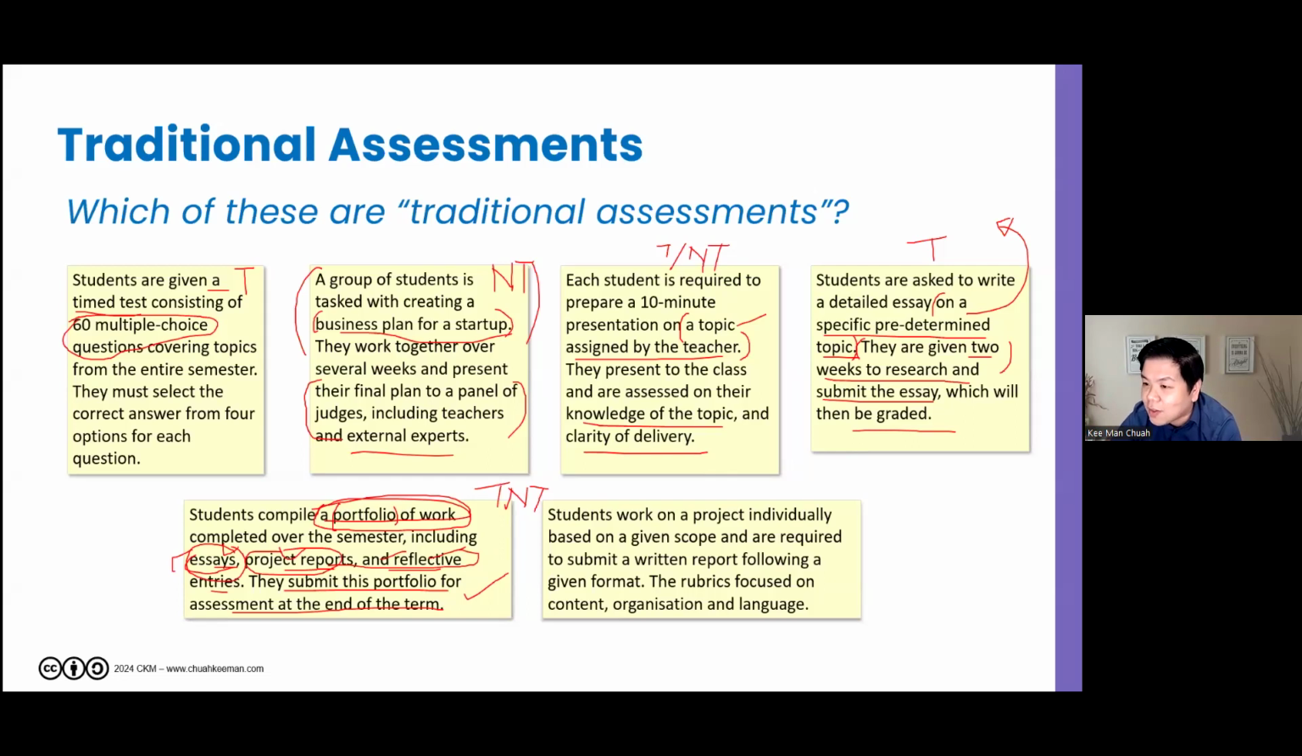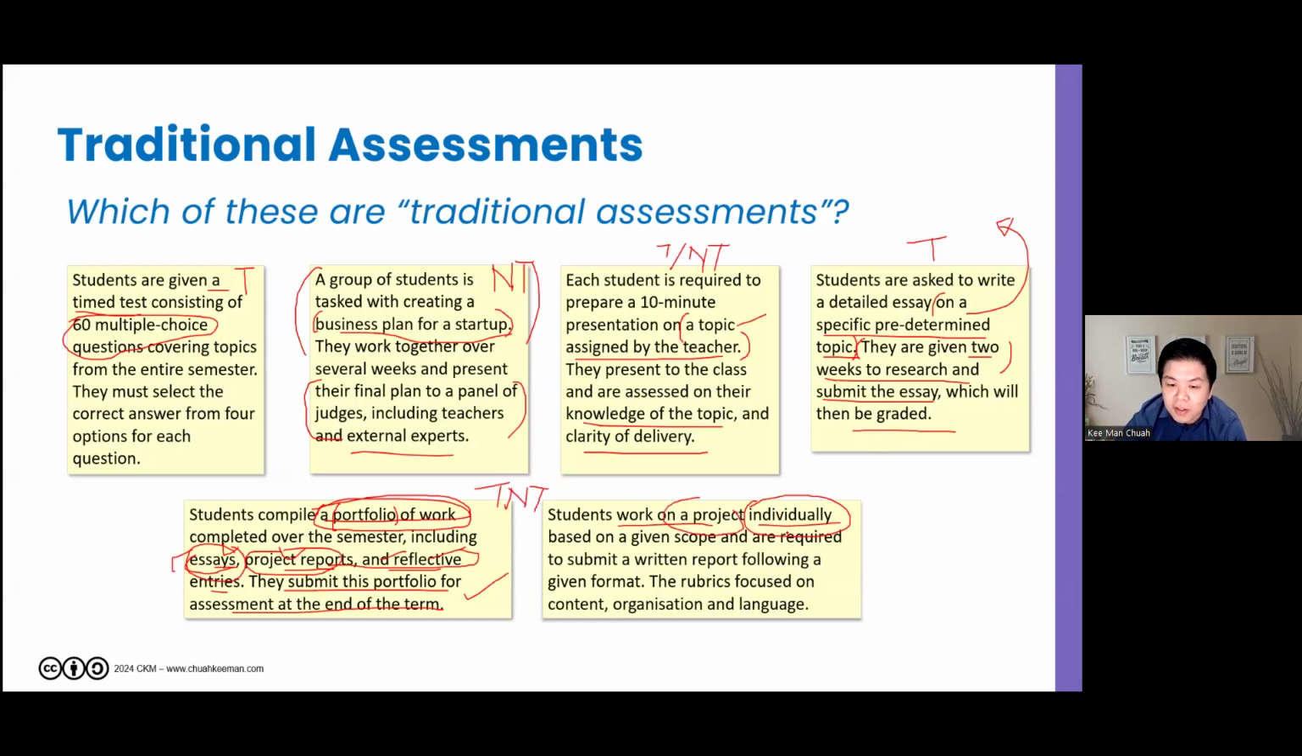Last one, I think a lot of you agree this one is traditional. Some say no, but quite a number of you say yes. What about this one? I think it says students work on a project. This is like a trap. It says work on a project, but then suddenly, individually. So this kills the whole thing, because traditional assessment tends to be very individualized. We don't allow collaboration. We don't prioritize collaboration because we want to measure individual performance. So this one seems like a project, but it's individual.